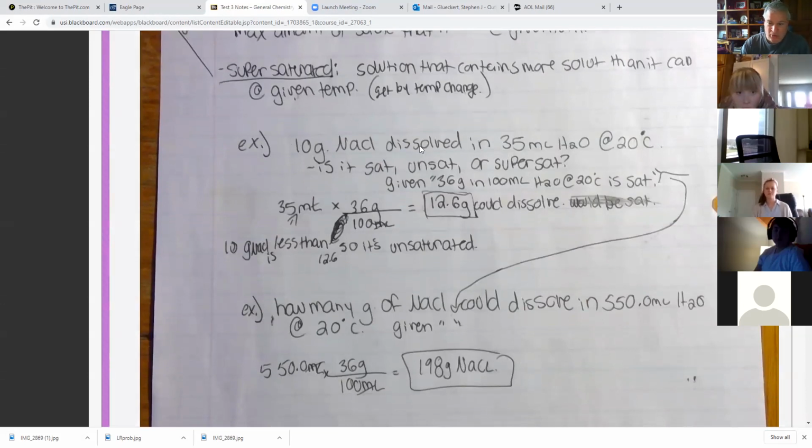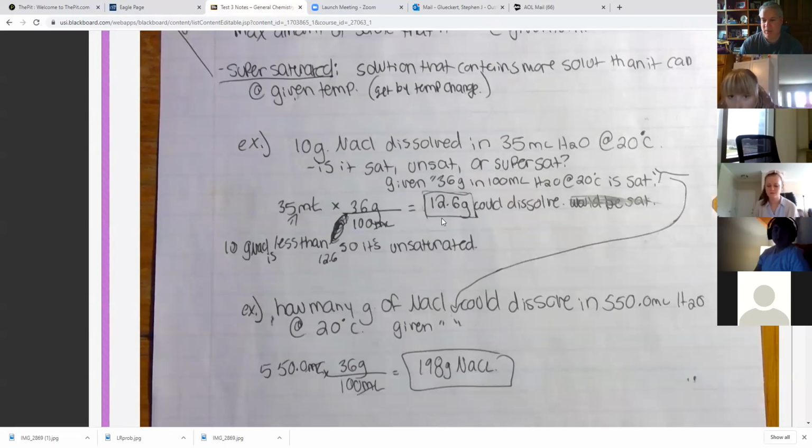What we know, remember we were given the solubility of sodium chloride earlier. Solubility was 36 grams in 100 milliliters of water at 20 degrees Celsius. So here's a sample problem. Using our definitions, if we have 10 grams of sodium chloride in 35 milliliters of water at 20 degrees Celsius, we want to know, is it saturated, unsaturated, or supersaturated?